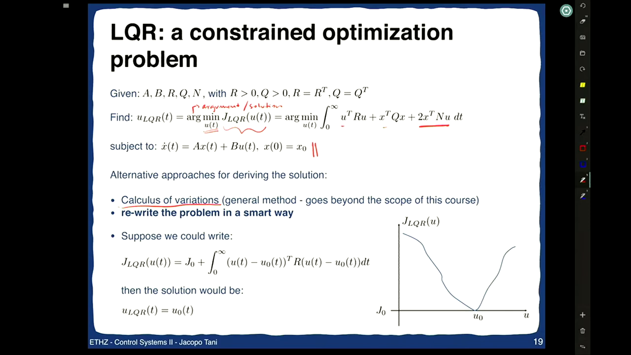So what if I told you we rewrite this cost function as a sum of two terms? Let's suppose that it's possible. Then we'll see if and under which conditions it is possible. We want to write it as a sum of two terms, a J0 and an integral part that depends on the weighted 2-norm of the difference between a signal u of t and some other signal. Let's call it u0 of t. Now, the condition we want to pose is that this J0 has to be a constant, in the sense that it's constant with respect to the only variable that we're changing in our minimization process, which is u. So it's constant with respect to u of t.